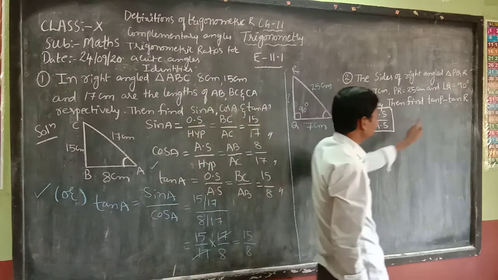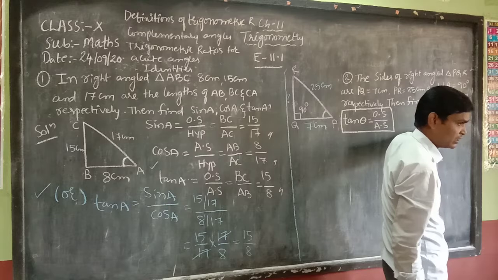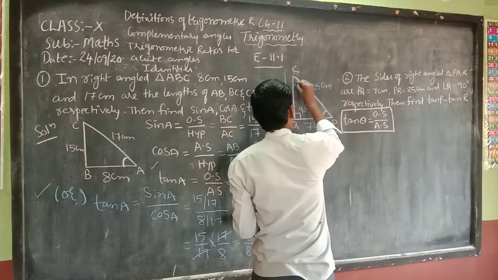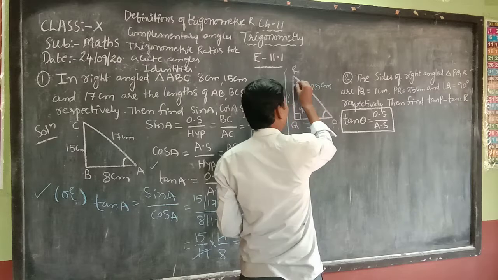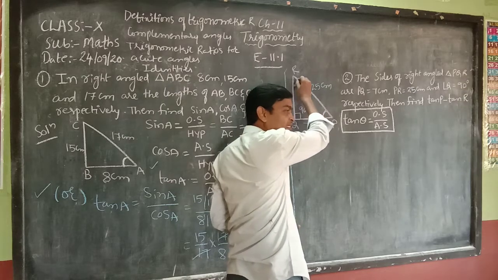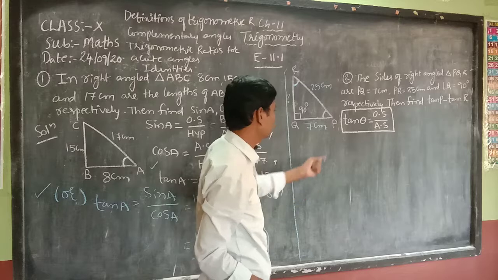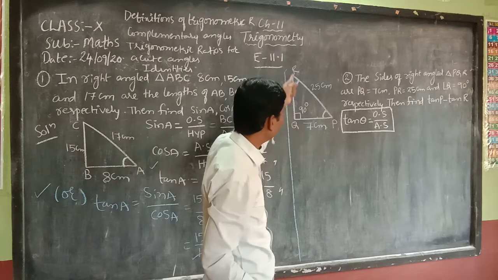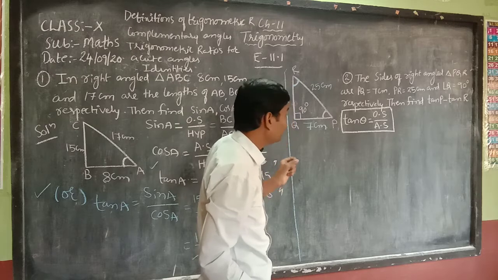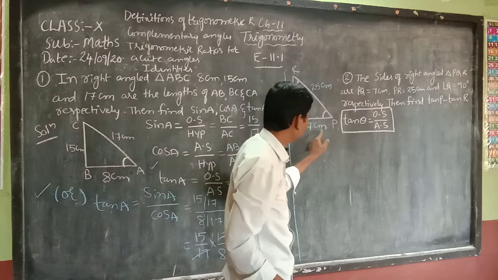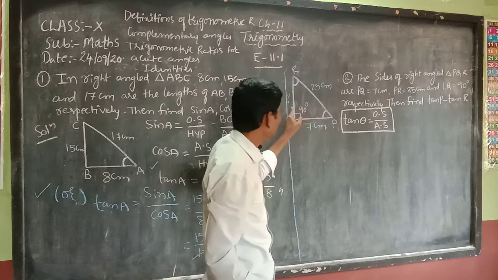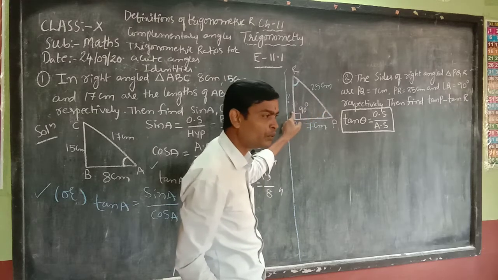In the same way he has given tan R. For tan R, if we consider the angle at R, which one is the opposite side for angle R? PQ is the opposite side. And QR is the adjacent side. Means here we know the value of PQ and we know the value of PR. We have to find the value of QR.